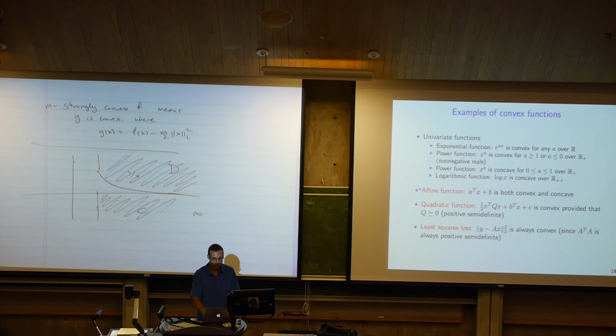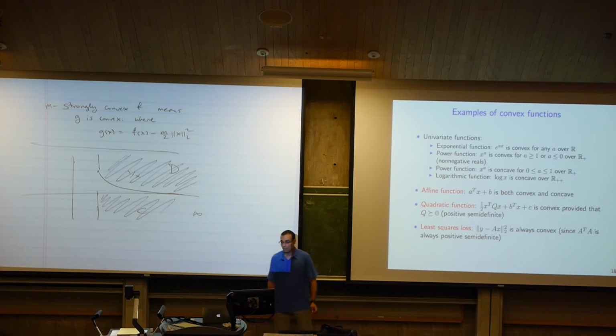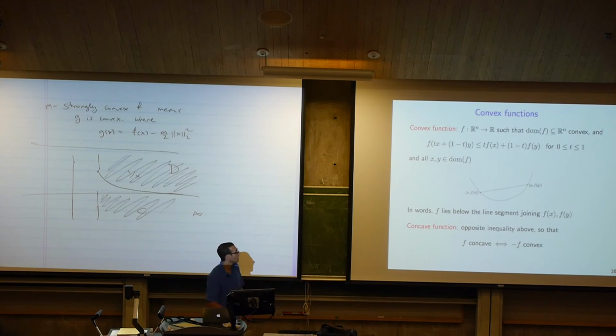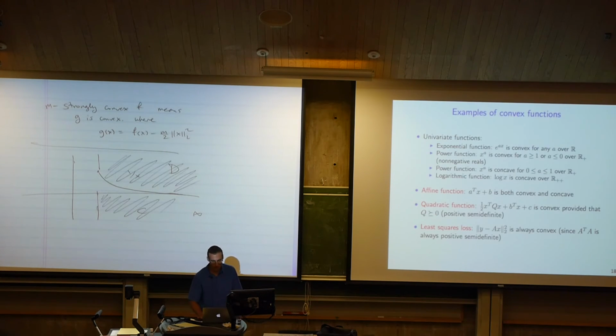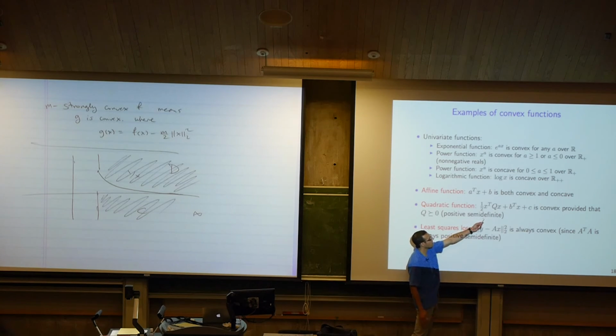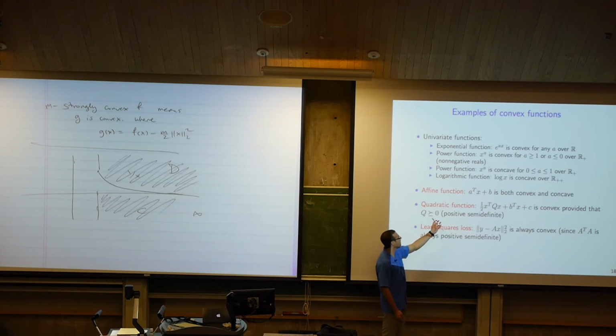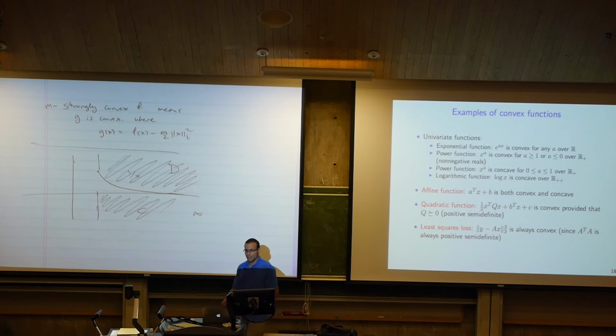Okay, so here are just some examples. Affine functions, the only functions that are both convex and concave. Okay, so they're pretty special functions. They satisfy the inequality here. Okay, they have an equality here. So they're both convex and concave. Quadratic functions are functions of this type, 1/2 x transpose Qx plus b transpose x plus c, where Q is a matrix. That's convex provided that Q is positive semi-definite. So, okay, let's hold off on why that is for just a second.